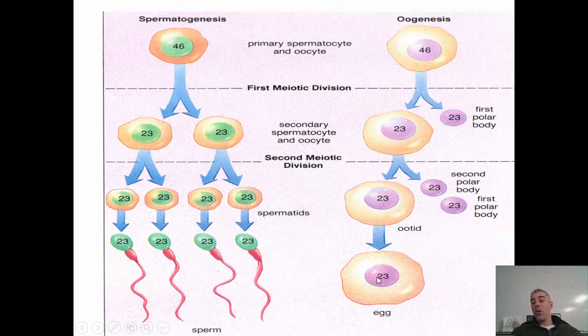And the egg is super important because the egg holds most of the nutrients, most of the mRNAs to get development going, and also holds all of the mitochondria. So all of your mitochondrial DNA that you have in your body actually came from your mother's lineage. So she got them from her mother, and she got them from her mother, and so on and so forth.